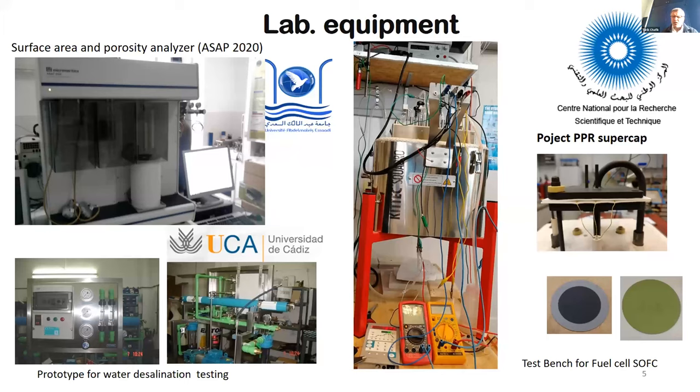And also, three years ago, we managed to get a fund for buying equipment. I will show you the picture of the solid oxide electrolyte fuel cell setup that we managed to get. And in addition to this, we got funds for buying surface area and porosity analyzers that help us a lot to develop materials with very controlled porosity and high surface area using biomass.